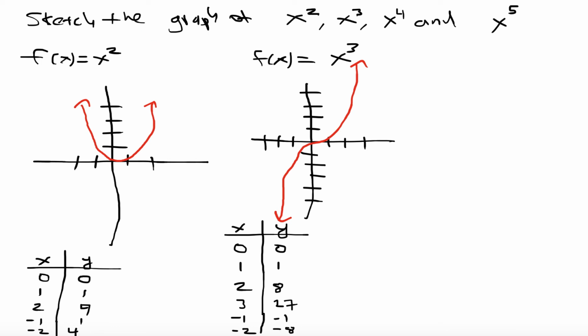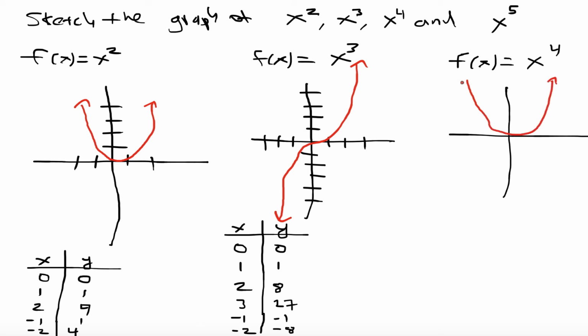Now, hopefully we realize there's probably going to be some type of pattern here. So what do you think is going to happen to x to the fourth power? The leading power is even. So I'm not going to pick any points here, but what we should notice is we're going to get a graph that looks a little something like this. It's going to be a little bit more flattened out, but we're still going to have a U shape here.